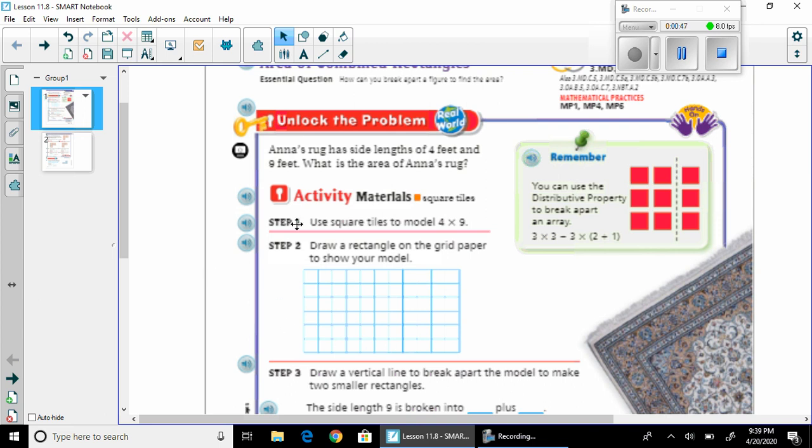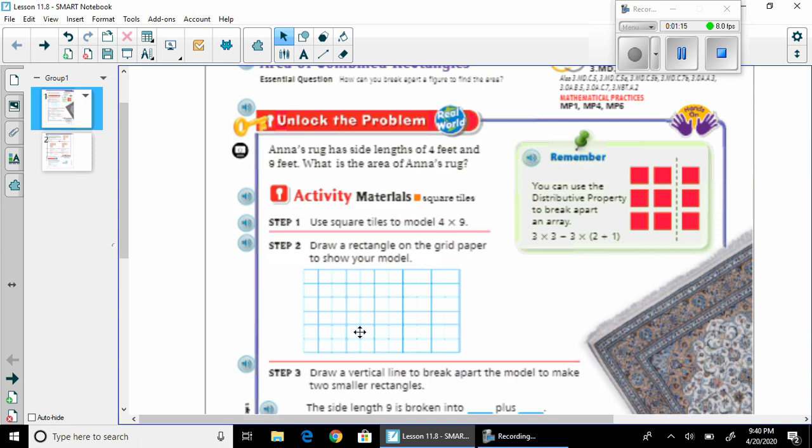All right, so step one says use square tiles to model 4 groups of 9. I got a little ahead of myself. Up at the top, we have a story problem. It says Anna's rug has side lengths of 4 feet and 9 feet. What is the area of Anna's rug? Okay. All right, so our length is 4 feet, and then our width would be 9 feet.